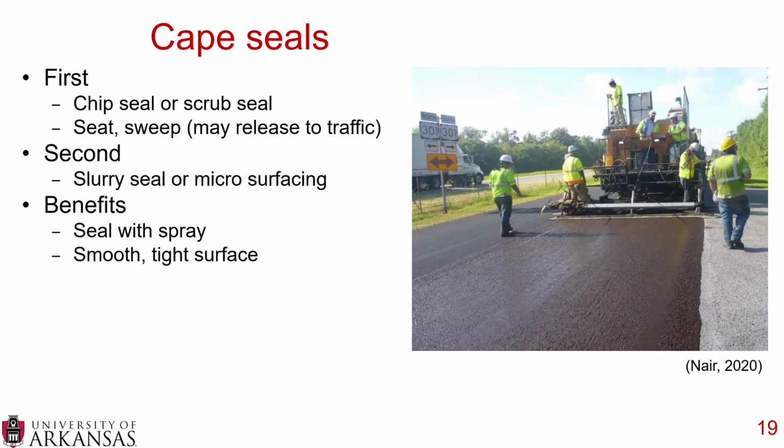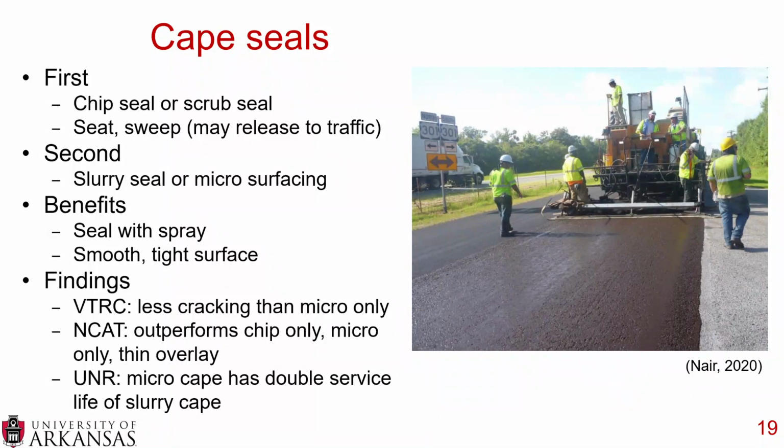So the benefits here is you get that really, really nice seal with the spray application. But then after placing the slurry surfacing, you get a smooth, tight surface. So when you think about this, you are combining the primary benefits of these two sets of treatments. You're getting that really nice seal at the base of your chip seal or scrub seal, but you're getting a really smooth, tight surface with the slurry seal or the microsurfacing. So it's kind of a win-win here with cape seals.